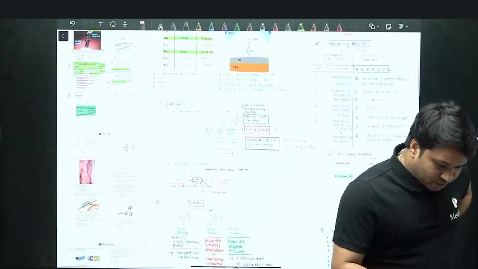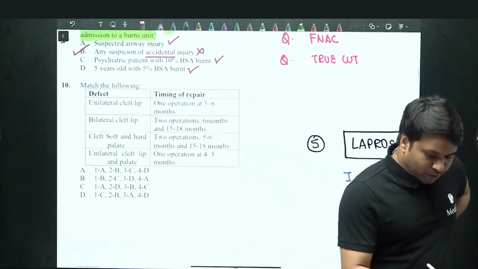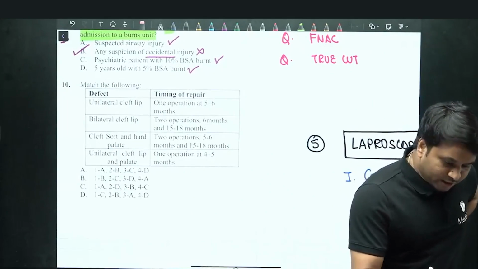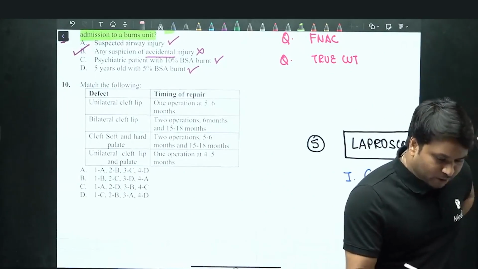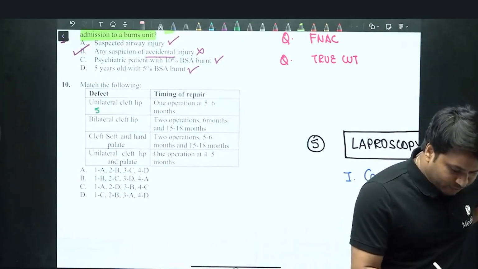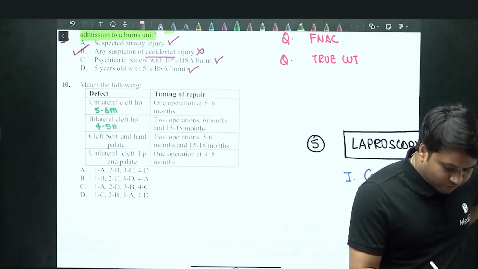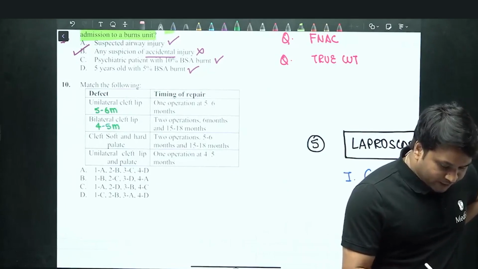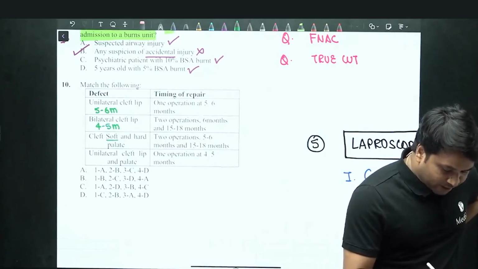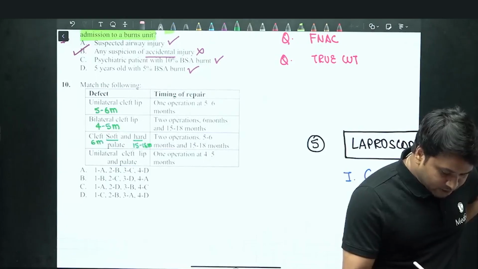So we have a patient, we're talking about unilateral cleft lip. If unilateral cleft lip, at what age am I going to repair? It is 5 to 6 months of age. Bilateral cleft lip, I'll repair at 4 to 5 months. If there is soft palate, I will repair at 6 months. Hard palate will be between 15 to 18 months.